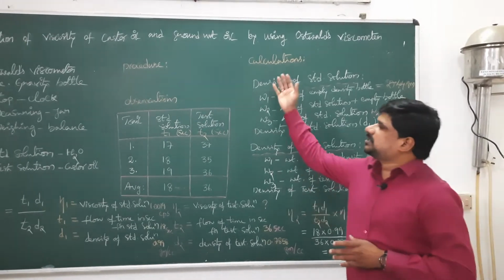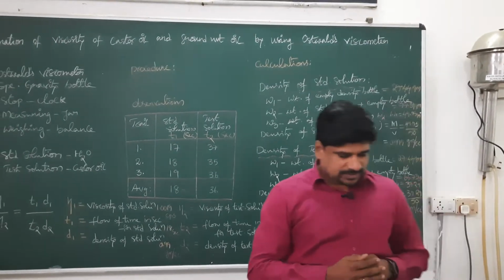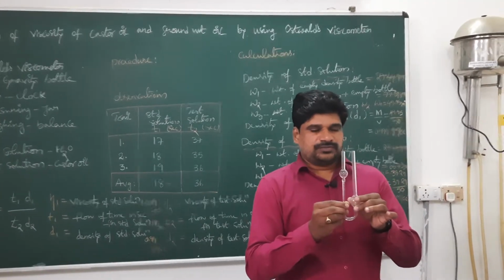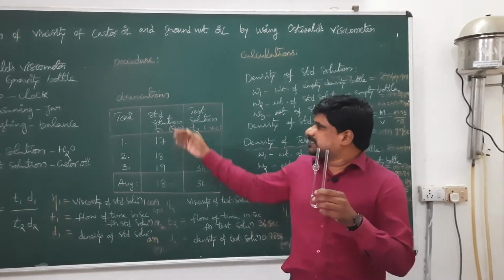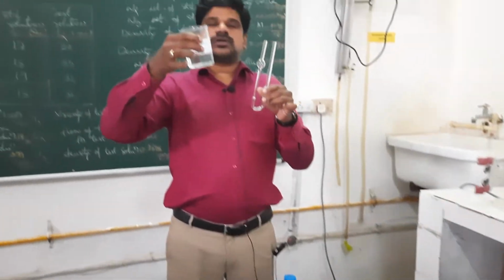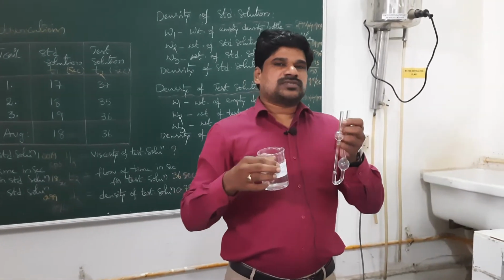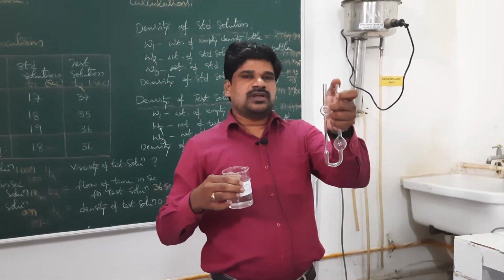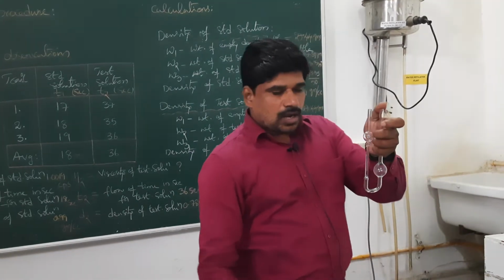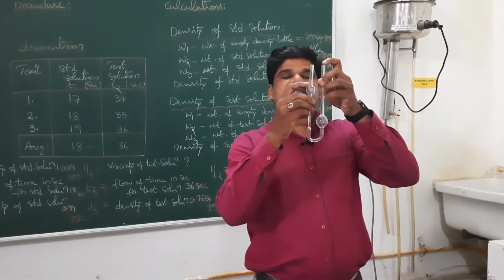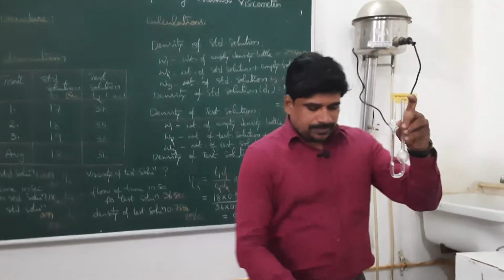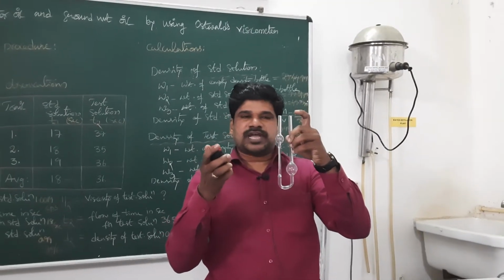The procedure to perform our experiment is like this. First we have to take the Ostwald's viscometer and fill it with water, which is the standard solution. First put one finger on one side and fill the water in the Ostwald's viscometer up to this particular mark, the A mark, the upper level of the bulb, then release the finger and measure the time.